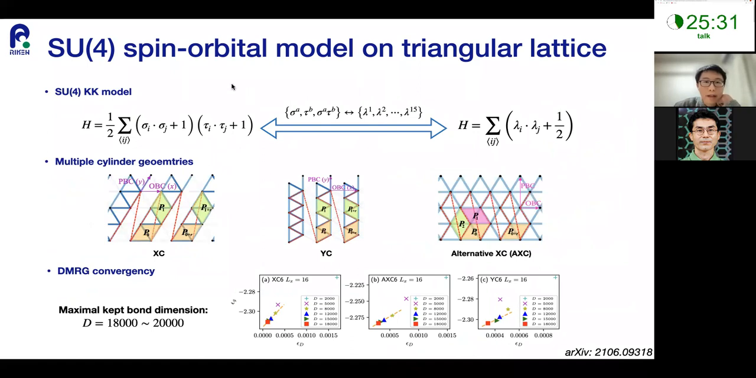So let's get back to our work. I will show our basic setup first. So we consider the SU4 Heisenberg model on the triangular lattice with the fundamental representation. Since we consider one-dimensional tensor network methods, we use the cylinder geometry. To maximally reduce the finite size effect, we consider three kinds of cylinder geometries.